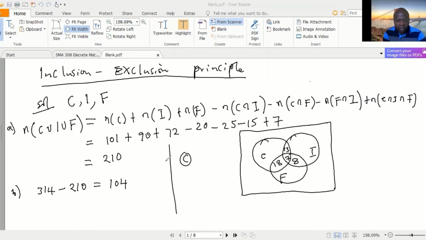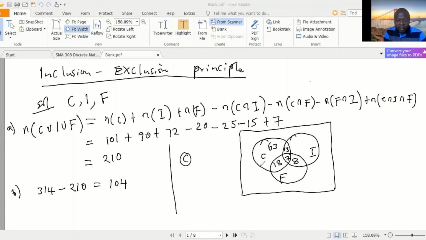So the question again says that 101 customers took car loans. So car loans is this circle. It must be 101. But we already have 18, 7 and 13 in it. So when you add 18, 7 and 13 and subtract from 101, then you discover that we have 63 who are left here.